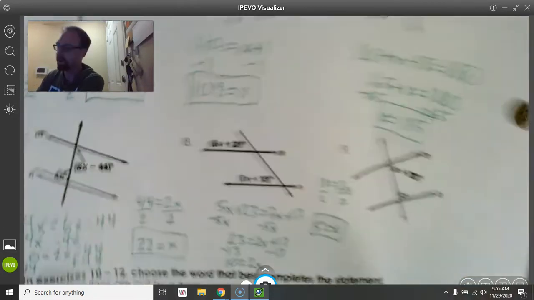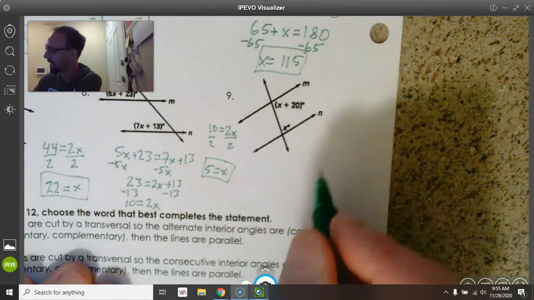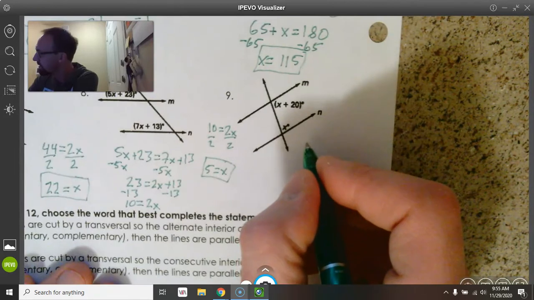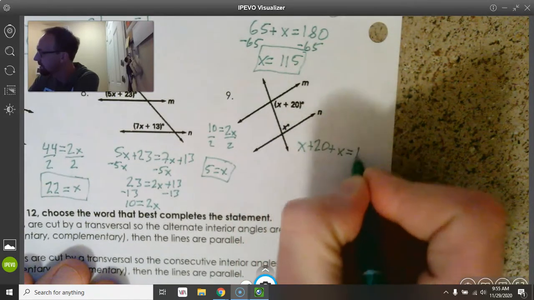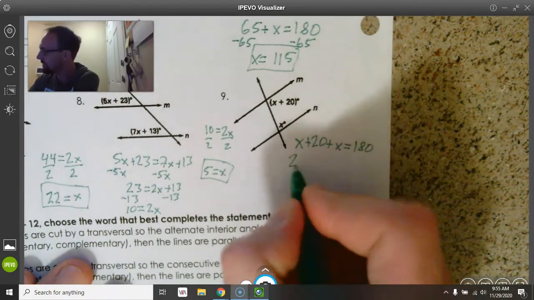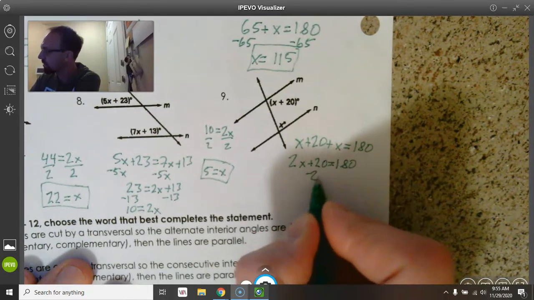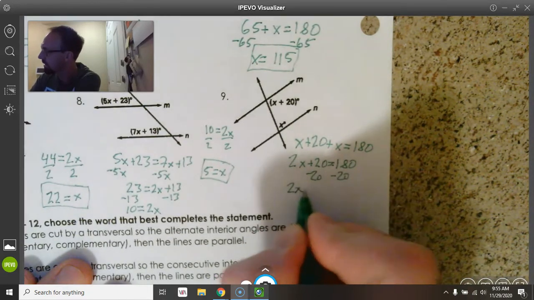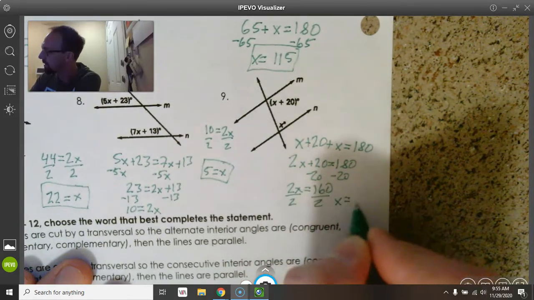And then number 9 here. For this one, this is same side consecutive interior angles. So I've got x plus 20 plus x equals 180 degrees. x plus x is 2x. So I have 2x plus 20 equals 180. Subtract 20 off both sides. 2x equals 160. Divide by 2. And I get x equals 80.